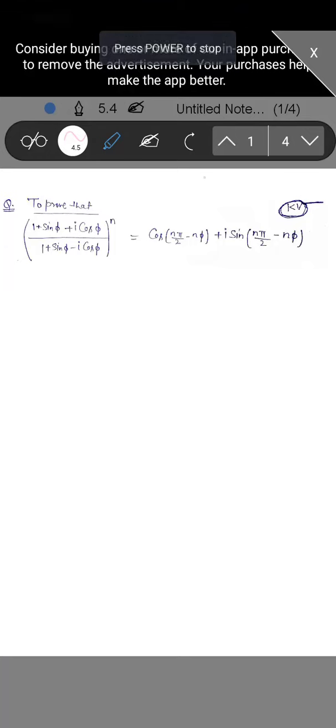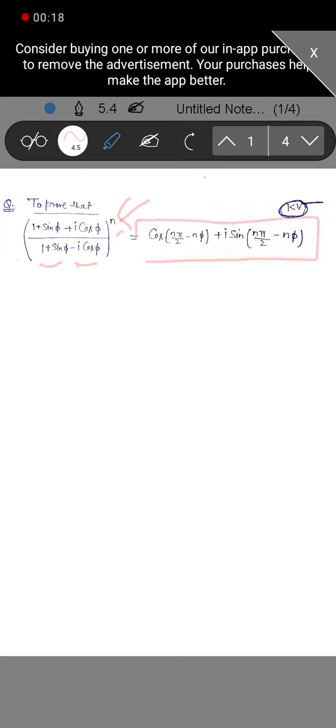Hi dear students, today we are going to discuss a question. What is asked here? You can observe that ((1 + sin φ + iota cos φ) / (1 + sin φ − iota cos φ))^n is equal to something, and we have to prove this. But before proving this, I am going to tell you some results. So we will use those results to prove this question.